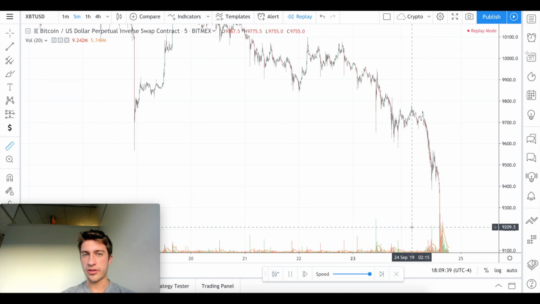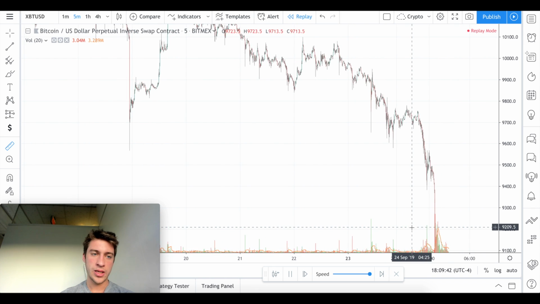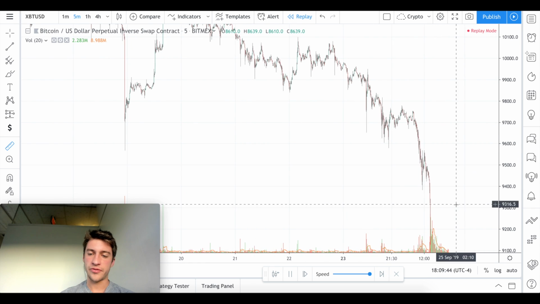Again, this is the kind of practice that you should be doing on any asset that you're trading, on the time frame of your choice. Right now we're on the 5 minute.